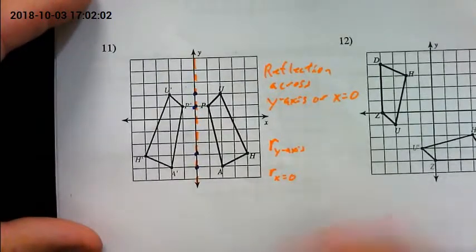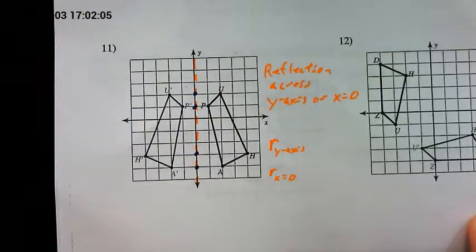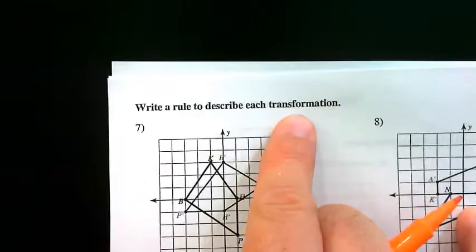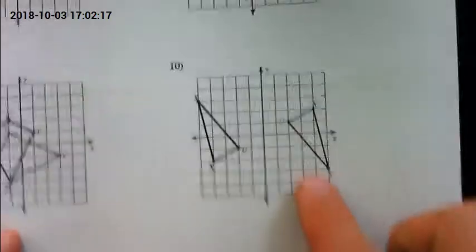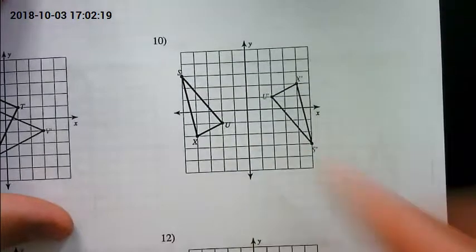Any other questions from this? Yeah, on the back of the rotation one. Back of rotations? Yeah. All right, so let's see. Rotations. Which number? 10. Number 10? All right, so same directions. We'll describe the transformation. They want to know what rotation is happening here.